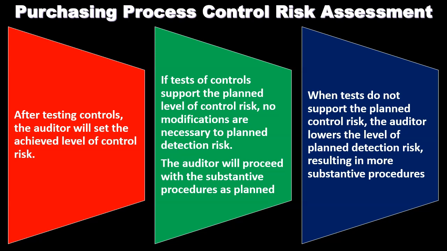When tests do not support planned control risk, so what happens if we test the controls and they are below what we expect them to be, the auditor lowers the level of planned detection risk. Remember, it's kind of easy to see what we're doing relationship-wise, but it can be difficult to know which direction these things are going if we were to be tested on it or just to talk about these types of factors. So obviously what we're doing is trying to rely on the controls. If we can rely on the controls, if they're good controls, then we're going to do less substantive testing.